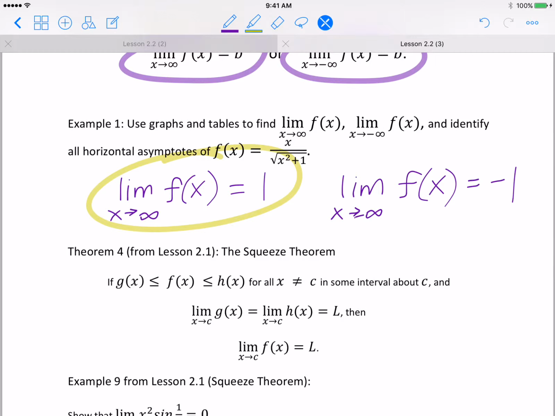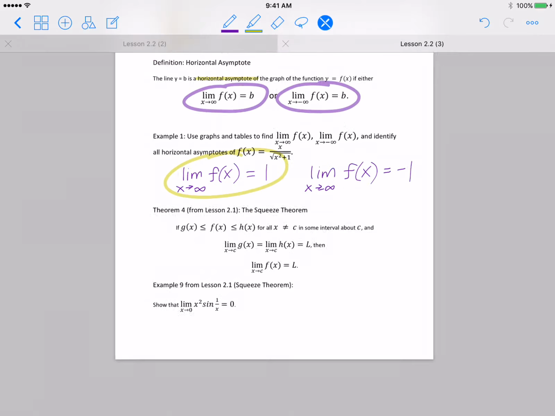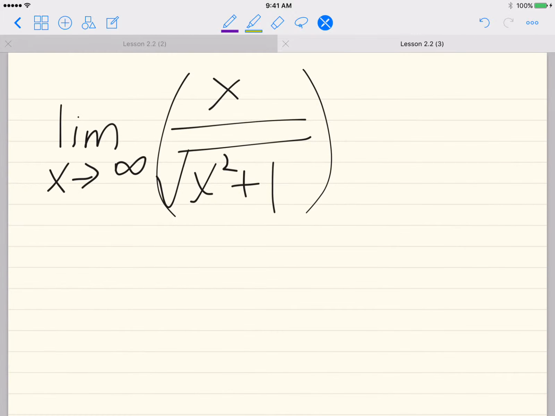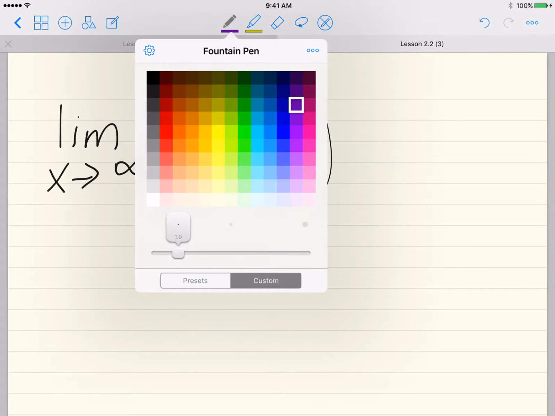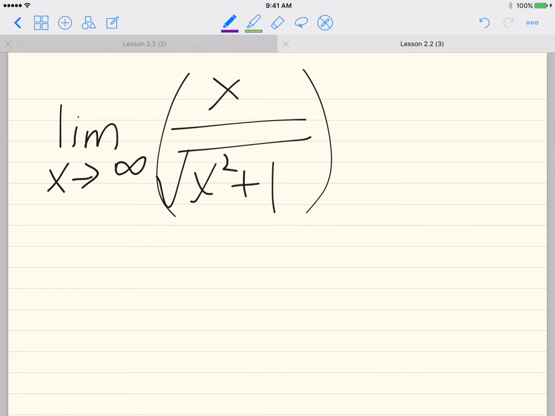Let's try to get the limit value using some algebraic manipulation. On my next page, we'll do that. So here's the limit that we want to figure out: the limit of x over radical x squared plus 1 as the x value approaches positive infinity.